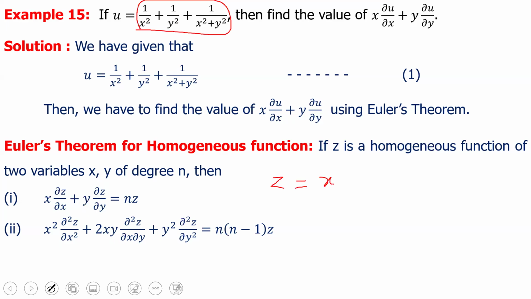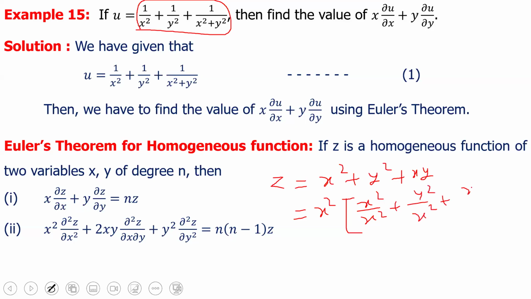Say we take the same example, x square plus y square plus xy. What we can do over here is multiply and divide by x square, because the degree of each and every term is 2. So x square upon x square plus y square upon x square plus xy upon x square. So x square upon x square is 1, plus y by x whole square, plus, the x will cancel, y by x.